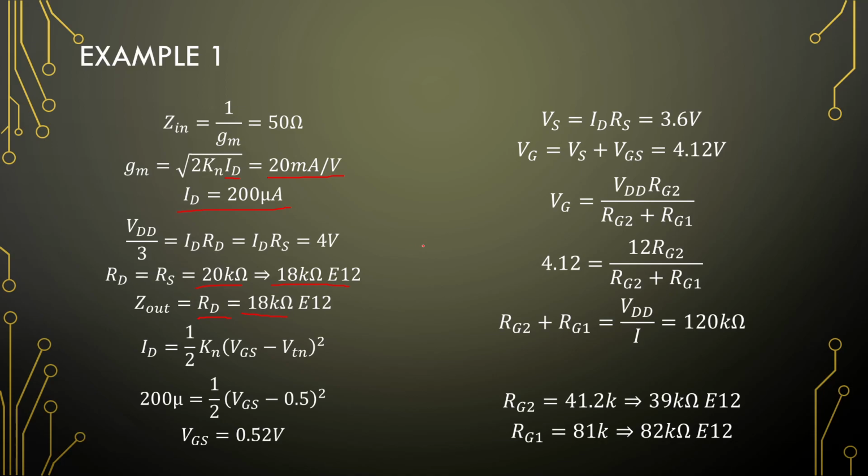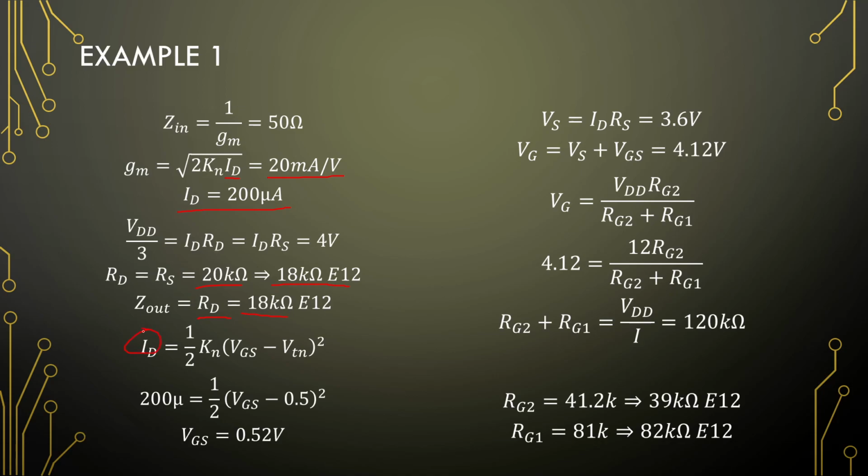The gain of our amplifier is 18 kilo ohms times 20 milliamperes per volt transconductance. So the maximum gain here is 360 volts per volt. So yeah, the gain of this amplifier can be quite large.